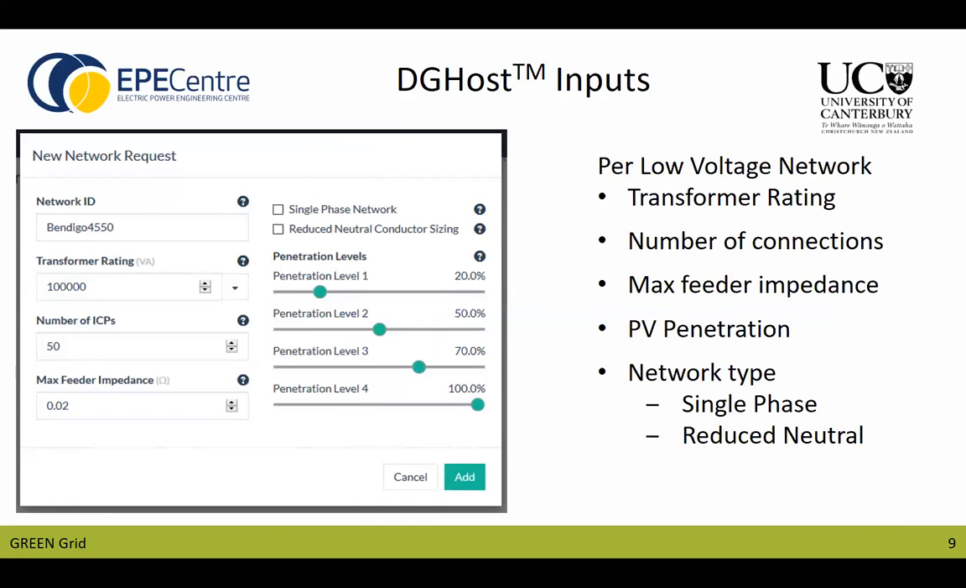So we also look at different network types, whether it's a 3-phase network or a single-phase network. Reduced neutrals just refers to overhead lines in a certain generation that were often rolled out with their neutral conductor being smaller, and that has an impact on your hosting capacity.